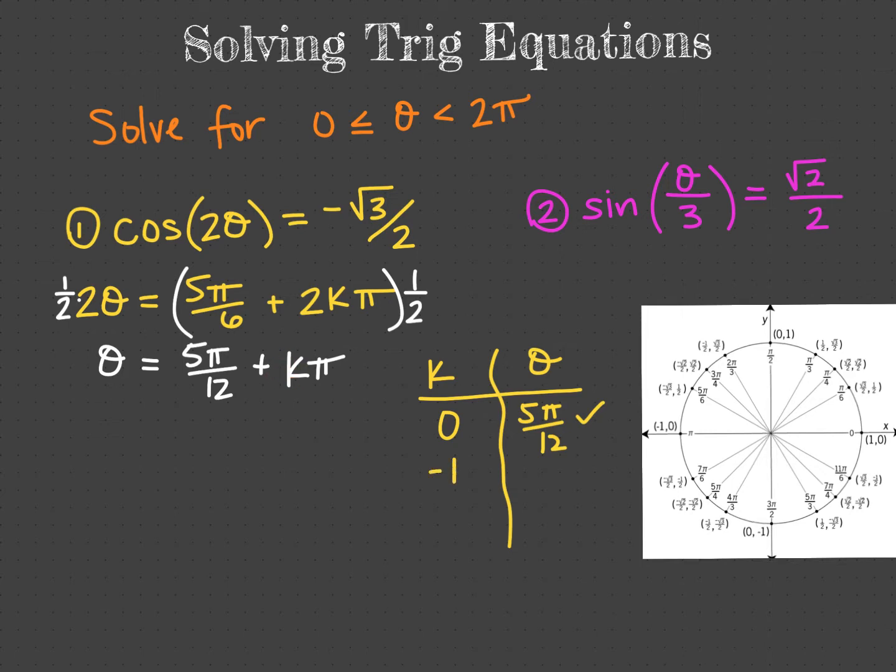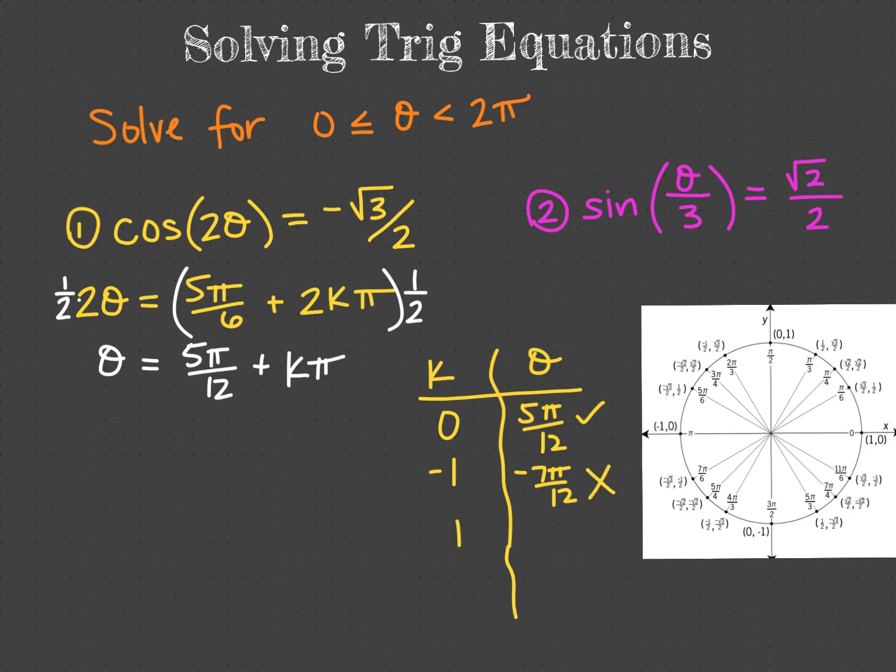Let's say k was negative 1. If k was negative 1, we'd have 5 pi over 12 minus a whole pi. So if we took 5/12 of a pi and subtracted a whole pi, 12/12 of a pi, we'd have negative 7 pi over 12. Is negative 7 pi over 12 in between 0 and 2 pi? It is not. So this is not an answer that can work.